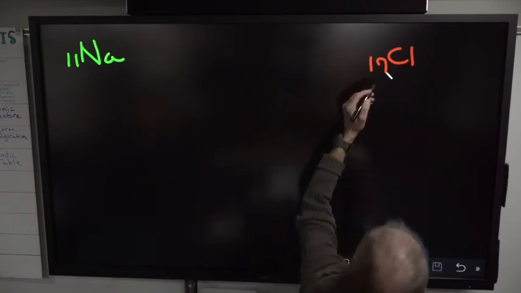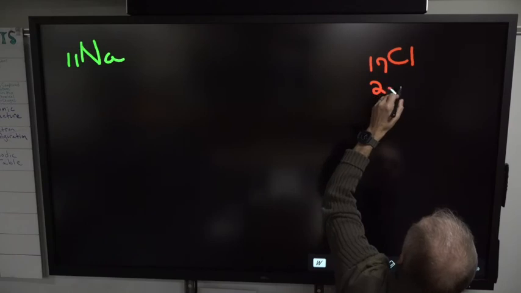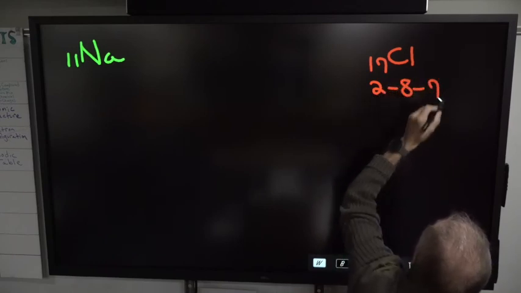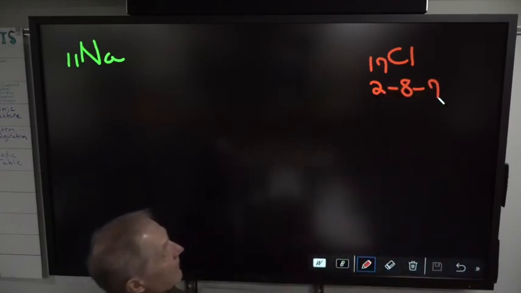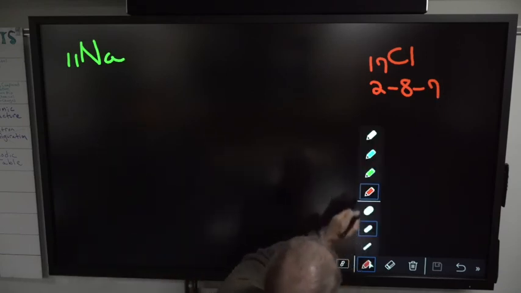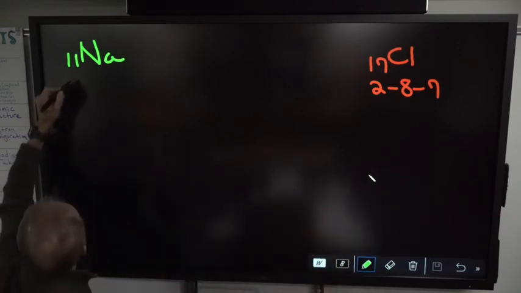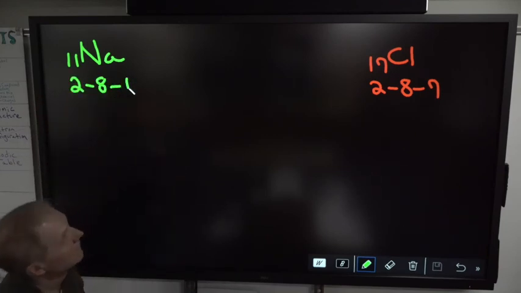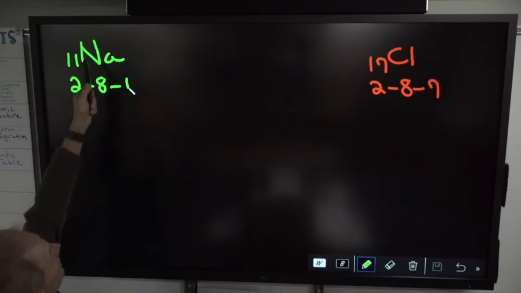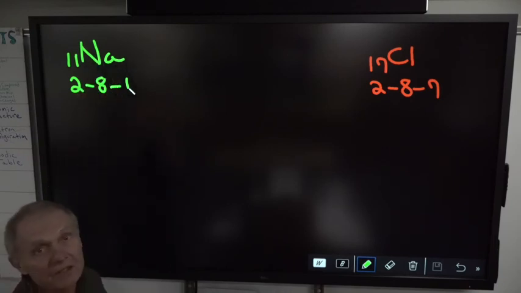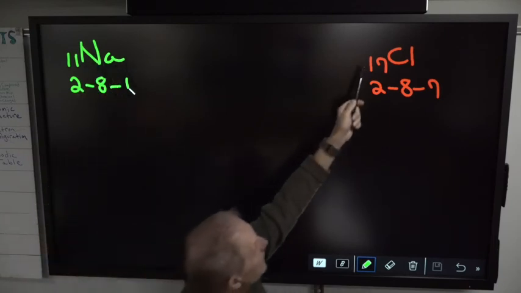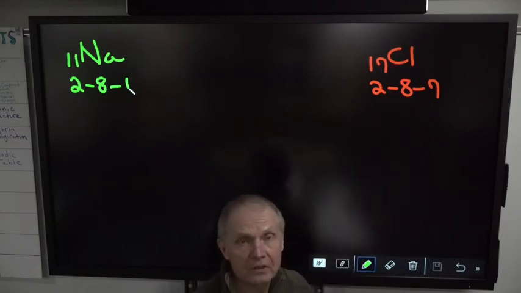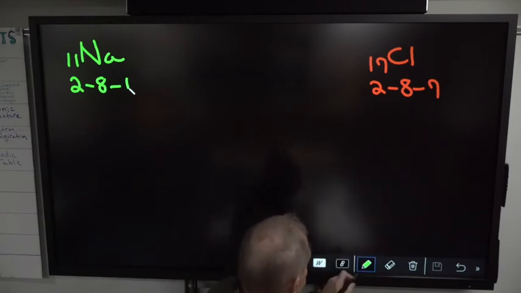The dash for chlorine: 2, 8, 7. So that adds up to 17. So it's got 3 energy levels. The dash for sodium: 2, 8, 1. So we have sodium, it's in group 1 because it's got 1 valence electron. Chlorine has 7 valence electrons, in group 17.